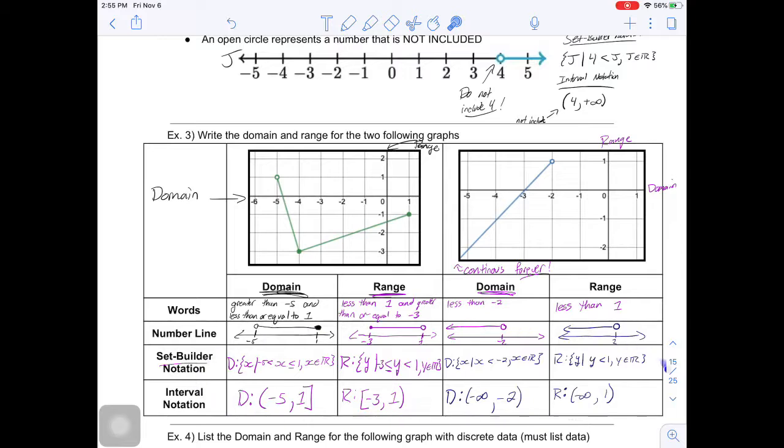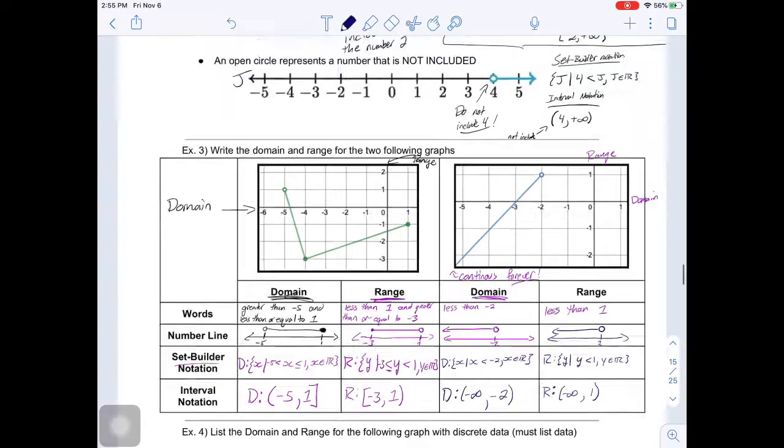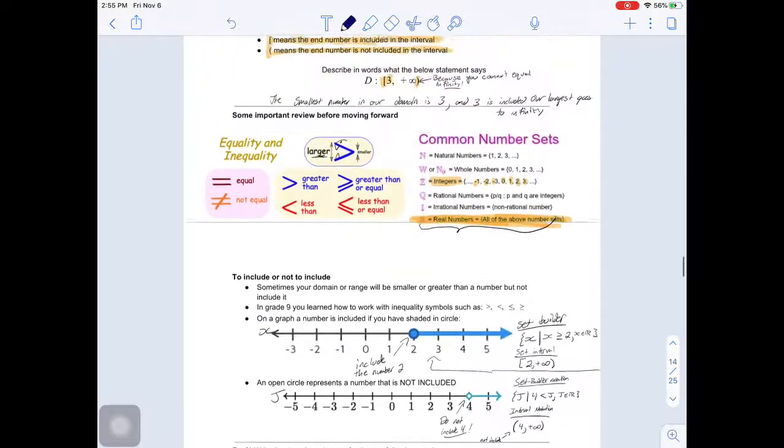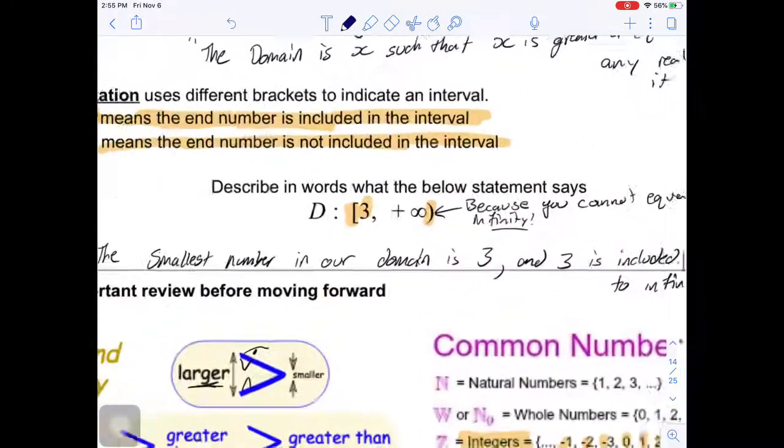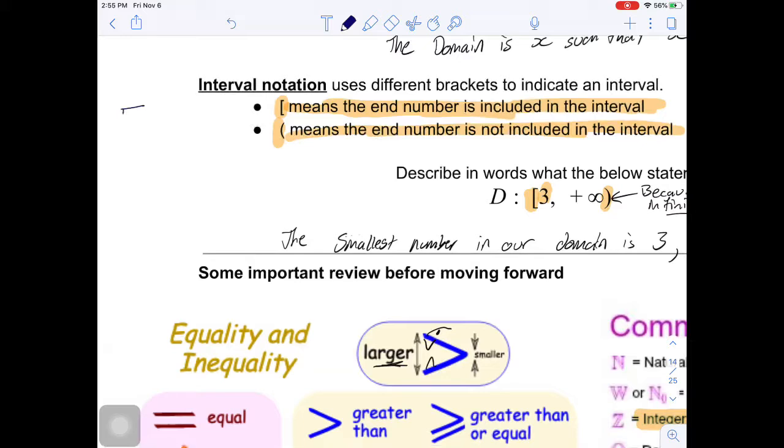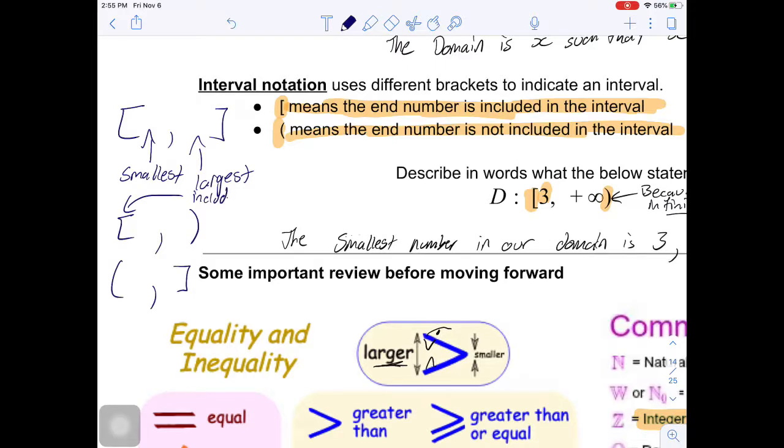This takes a lot of practice to get good. So make sure you open up your textbook, go to your AFL and practice, okay? And recognize and remember, whenever you're doing set interval notation, it's always smallest number, and this is your largest number, okay? Remember, you might have square brackets to include that number and rounded to not include, okay?